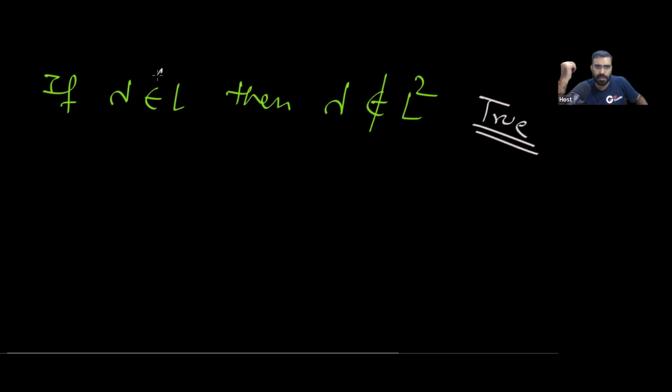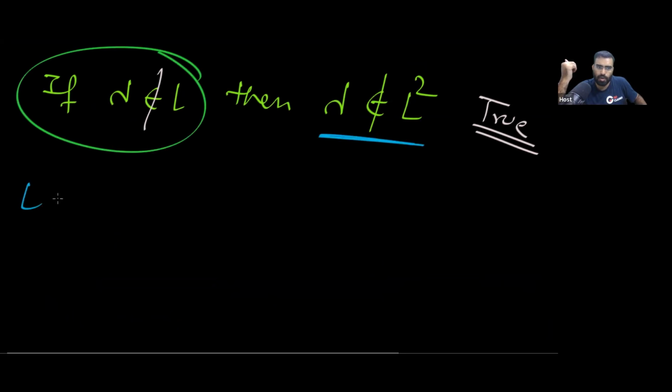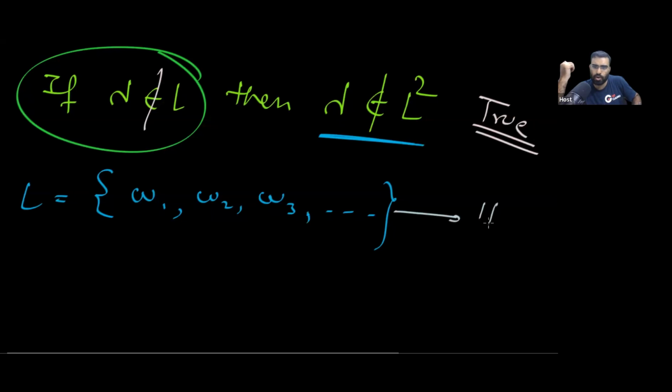If lambda does not belong to L, then lambda does not belong to L square also. Because in this L, you have some strings, but none of them is lambda. W1, W2, W3, none of them is lambda. So then L square also cannot contain lambda.